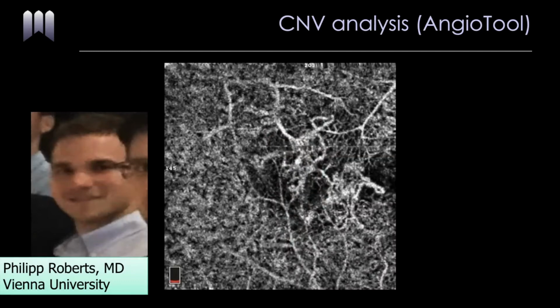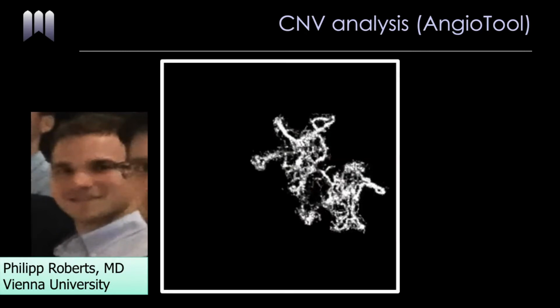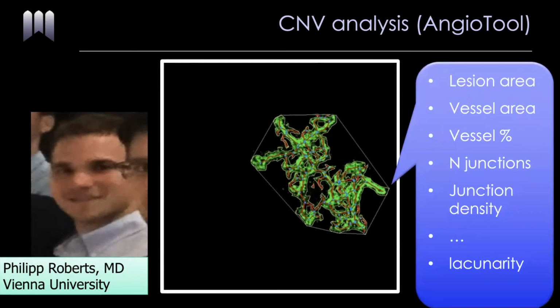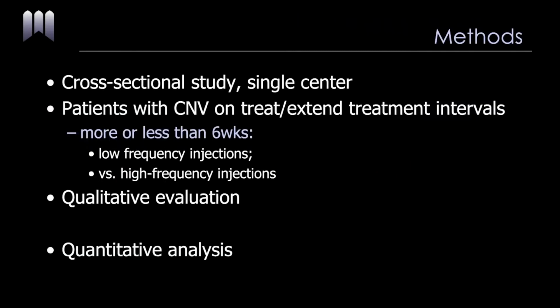At the time, we had a very talented research fellow, Philip Roberts from Vienna, and we looked for quantitative features that aren't as subjective and as creative, perhaps. We found this NIH-free tool, AngioTool, where you could extract your CNV and insert it in that tool. It's sort of an ImageJ type tool. And from that tool, you had a multitude of quantitative parameters: lesion area, vessel area, junction density, and lacunarity. We thought maybe these quantitative features would be easier to extract, more objective, and perhaps correlate better with treatment intensity.